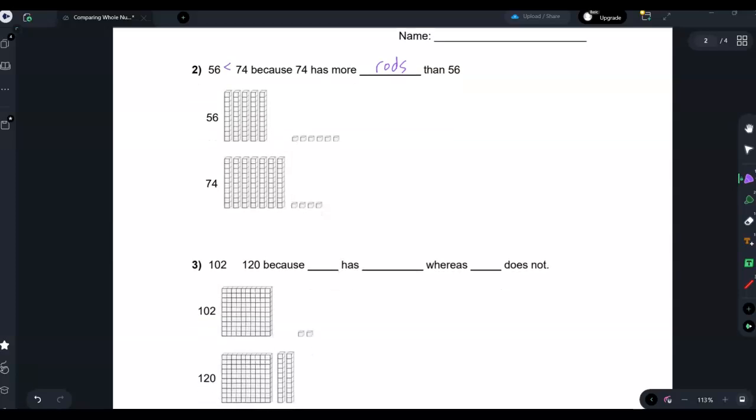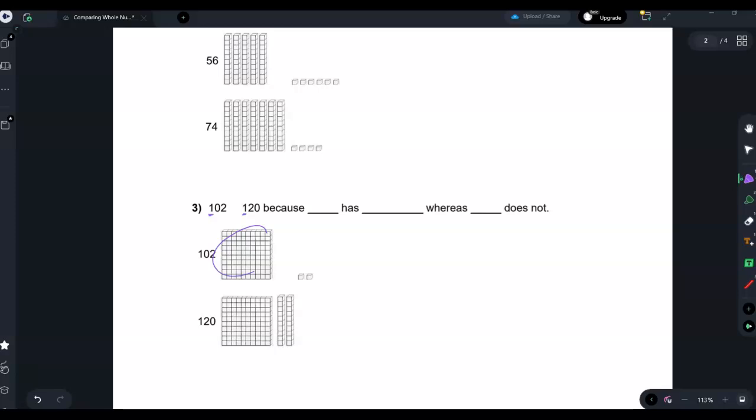So if we're comparing 102 with 120, they both have 3 digits, so we would start with the hundreds place. And so you can see that 102 has 1 flat, 120 also has 1 flat. So because they're the same, that is when I would go ahead and move to the next place value over. So because they have the same number of hundreds, I would now compare the tens. And so that's the rods.